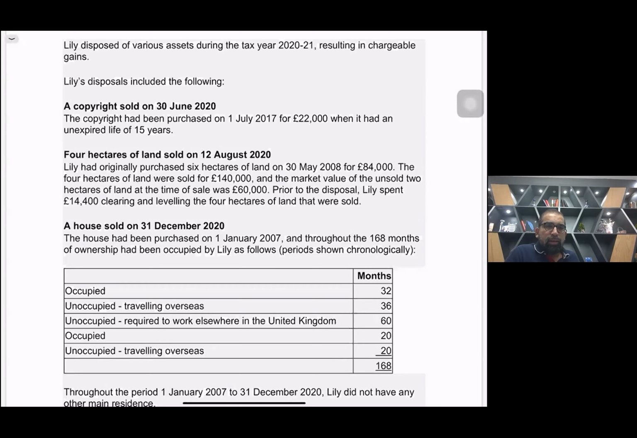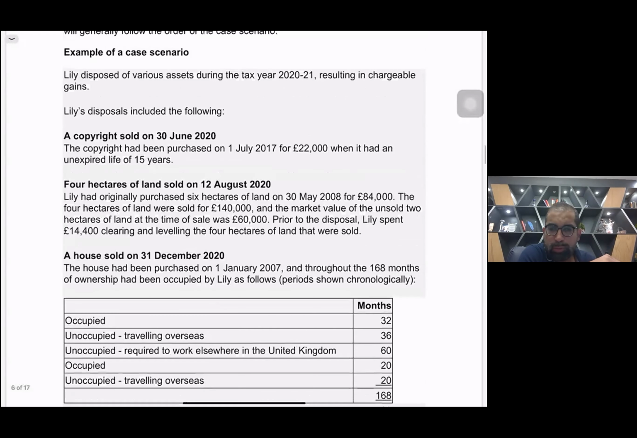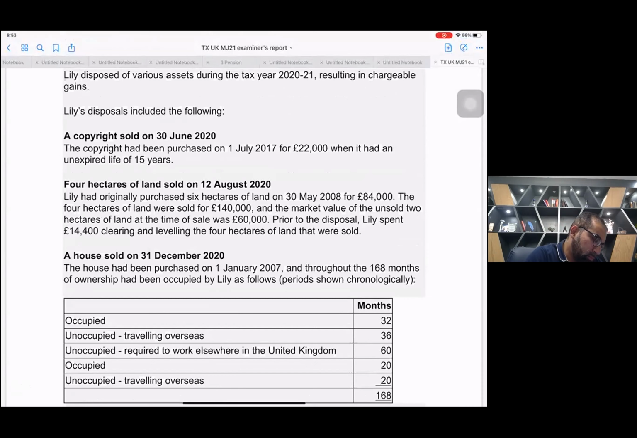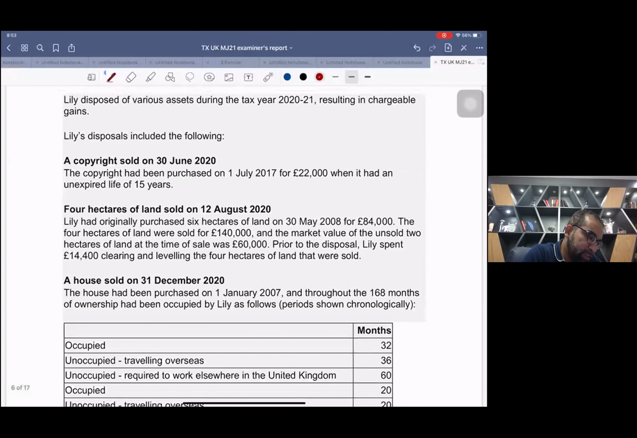Okay, let's start. Please, this is the last question of today's class. Just give some energy for now. Lily disposed of various assets during the tax year, resulting in chargeable gains.